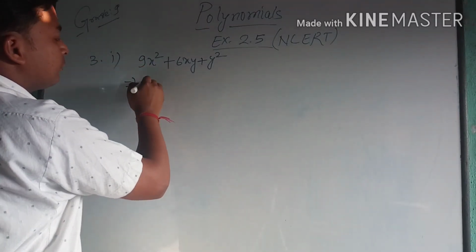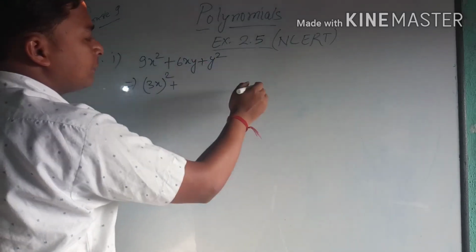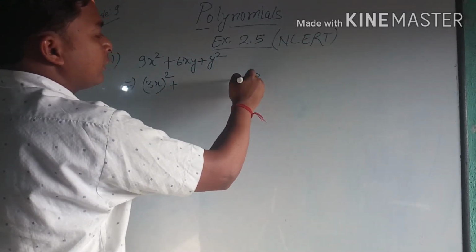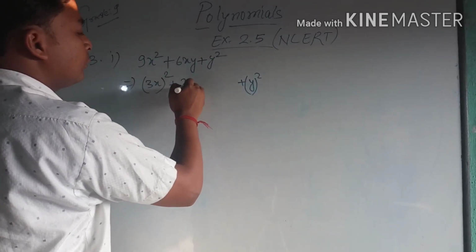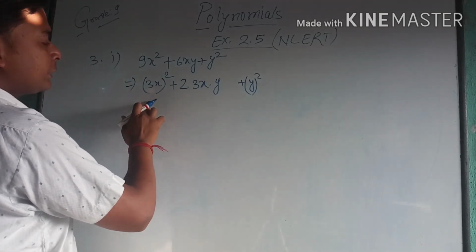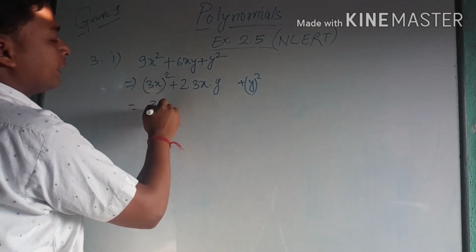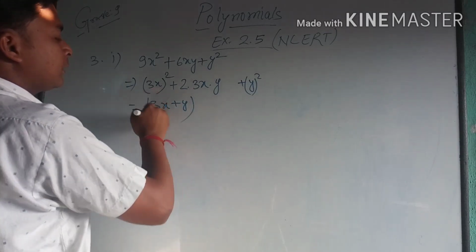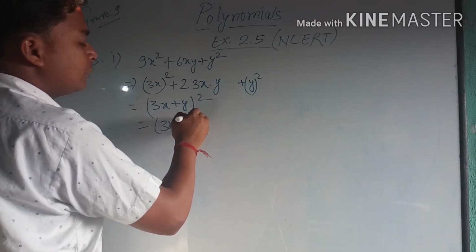So 9x square can be written as 3x whole square plus the last term is your y square. So it is a square, it is your b square. This can be written as 2 into a into b. This is your a square plus 2ab plus b square. So we can certainly write them in terms of a plus b whole square, and square means write the same 2 times.